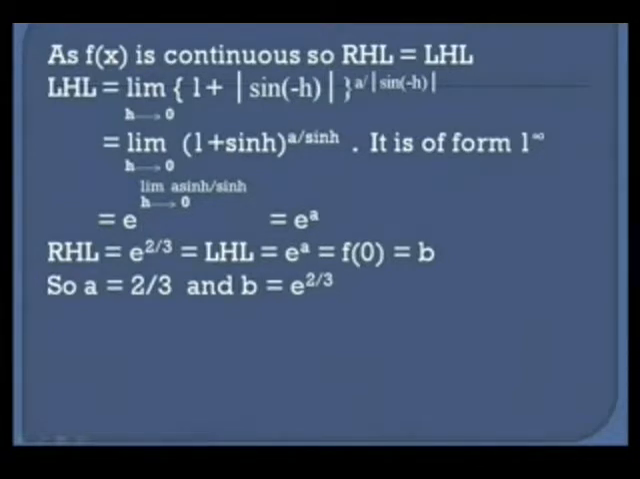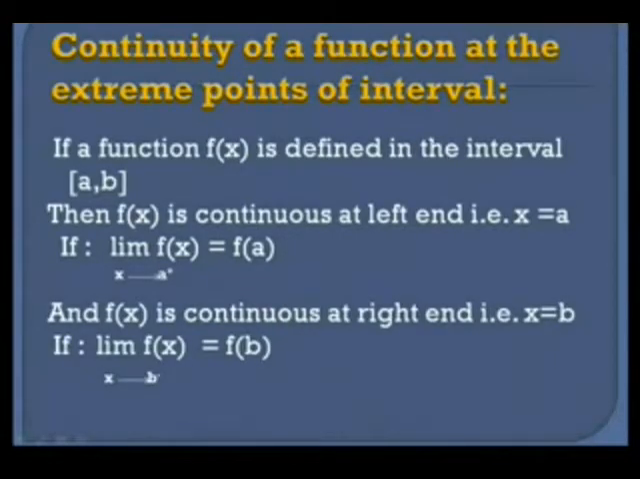Now let's try to see how to check the continuity of a function at the extreme points of an interval. Let us say that a function f(x) is defined in the interval [a, b]. Now this is a closed interval, that is, points a and b are included in this interval. Now f(x) is continuous at the left end, that is x equal to a, if the limit of f(x) when x tends to a+ is equal to f(a), that is, the right hand limit of f(x) at the point x equal to a is equal to the value of the function at x equal to a, which is f(a).